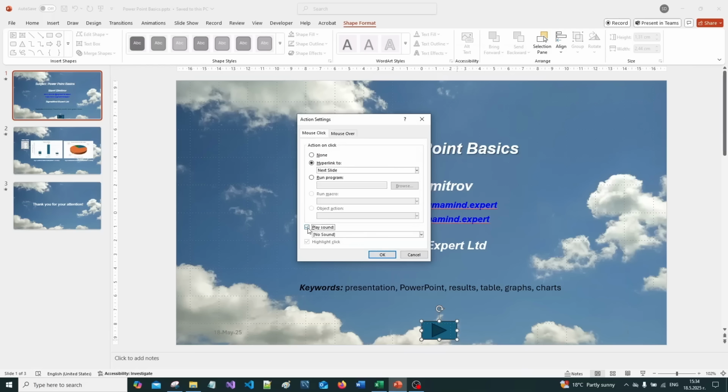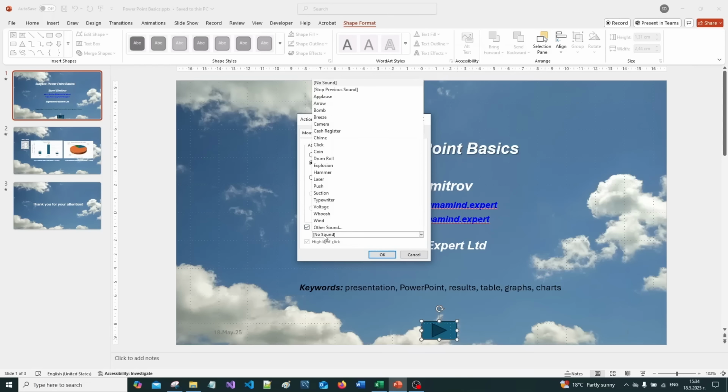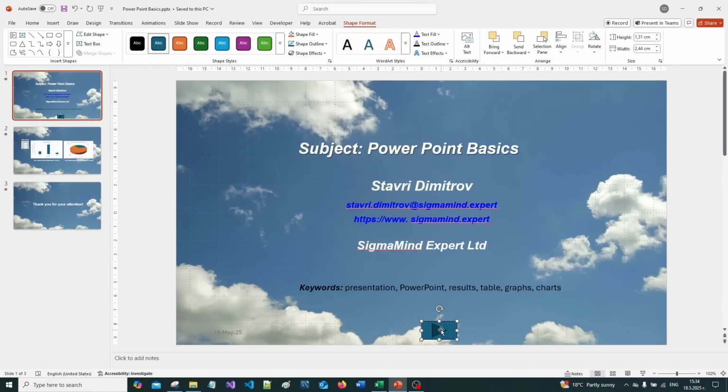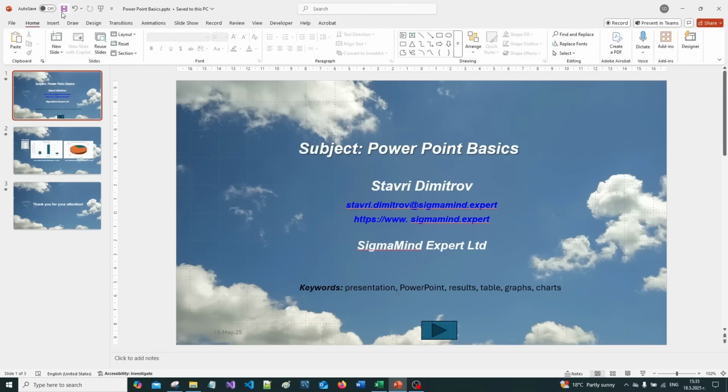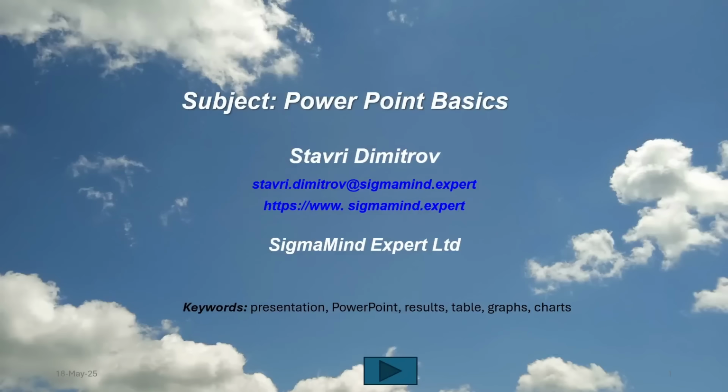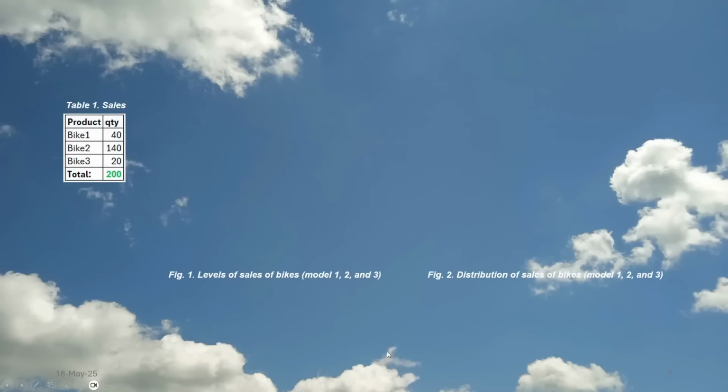We can also play a sound. For example, let's say wind sound, so that once we click on this button, we not only will go from this slide to the next one, but there will be a sound enhancing the effect of this. Let's check. Save your work and press the F5 button to open your PowerPoint presentation. When you click on this button, you saw that it transferred the control to the second page where we can show the table as well as the graphics.